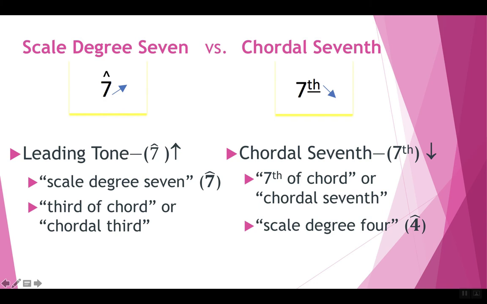You can call it the chordal third. Whereas the 7th of the G, B, D, F chord is F. This one was B, this is F. F is the 7th of the G, B, D, F chord, and F is scale degree 4: C, D, E, F. So try not to confuse the 7th of the chord and scale degree 7. One of them wants to go up, one of them wants to go down.